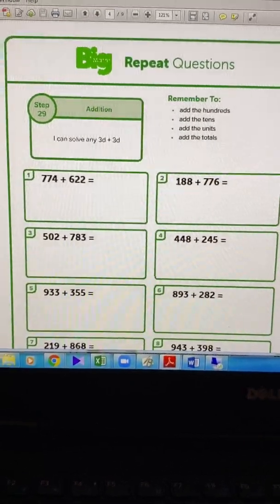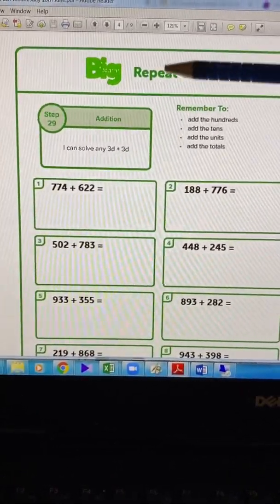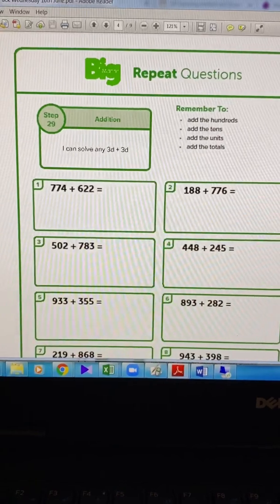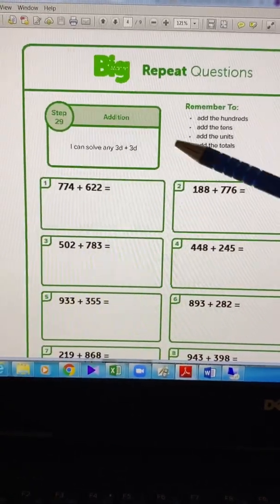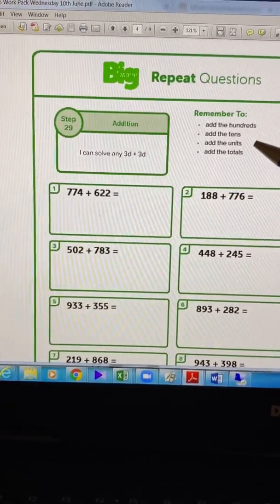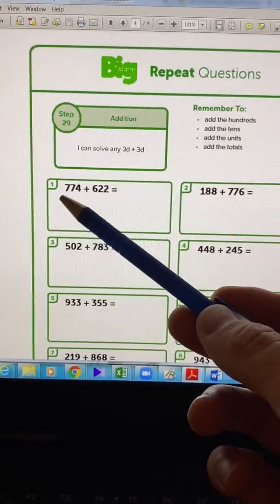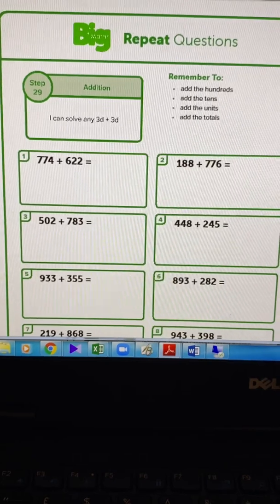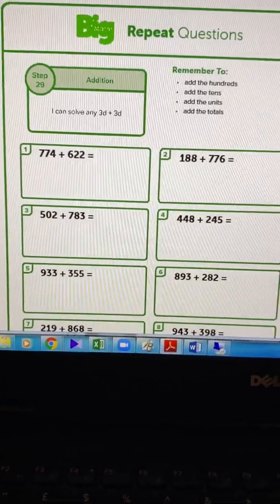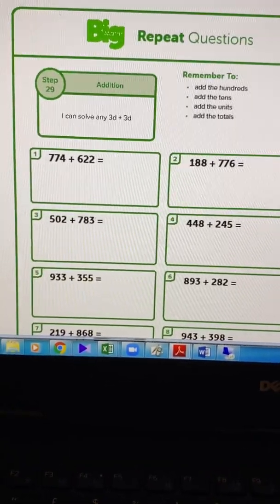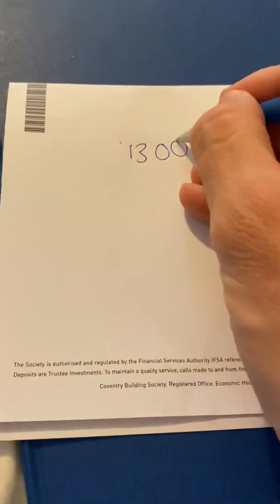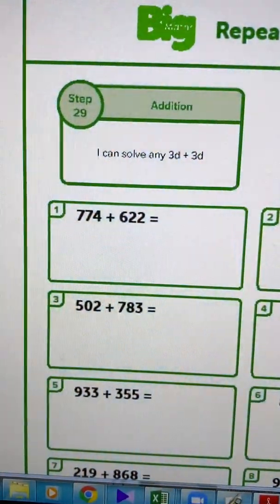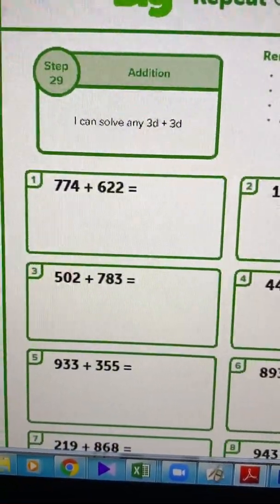Maths for today. The three big maths things are all going to be mental calculations. So remember, add the hundreds, add the tens, add the units, then add the totals. Here, what I'm doing, and I might even jot this down, I do 700 add 600, which I know is 1300. Okay, then I go back to this, 70 add 20, I know is 90.